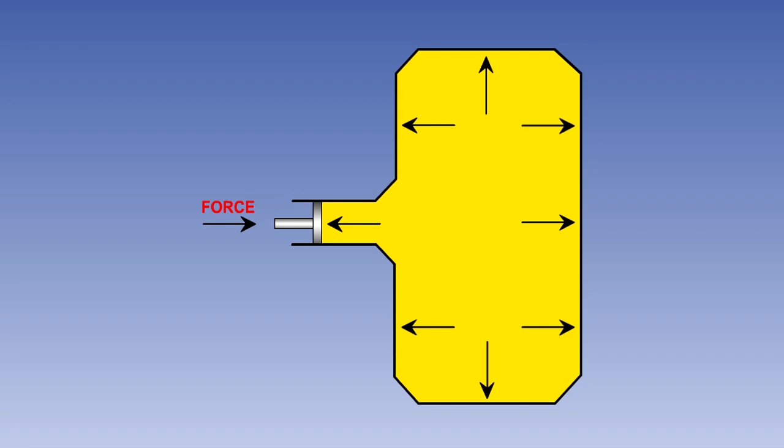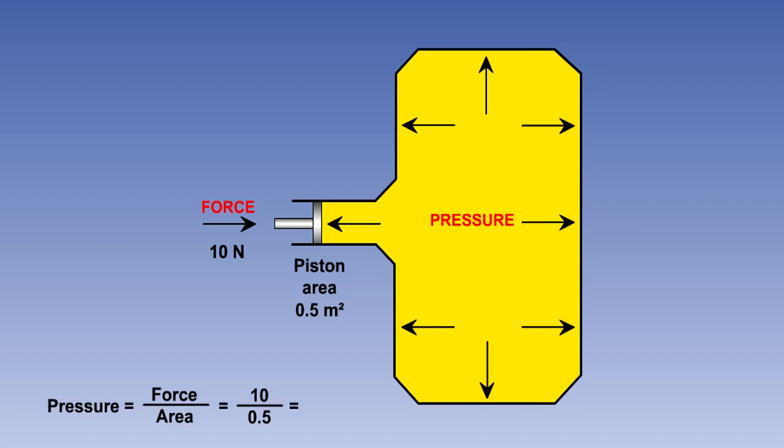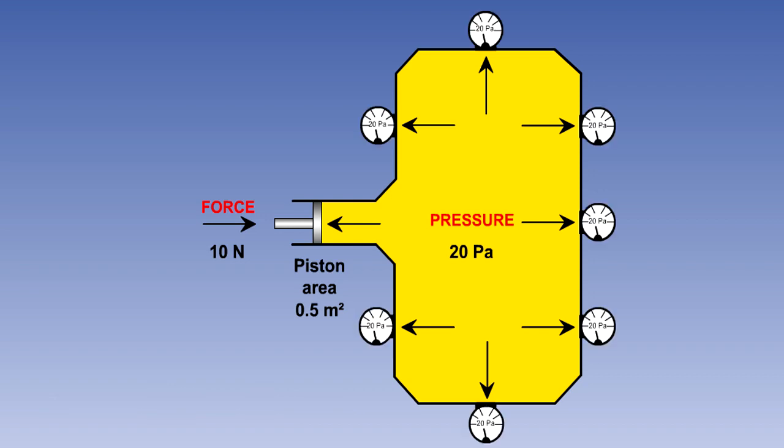Let us now go back to Pascal's law. Pascal stated that if a force is applied to a liquid in a confined space, then the resulting pressure will be felt equally at all points. If in the diagram the force applied is 10 newtons and the area of the piston is 0.5 square metres, then the pressure will be 10 divided by 0.5, which equals 20 newtons per square metre, or of course 20 pascals. That pressure will be the same in all areas of the liquid.